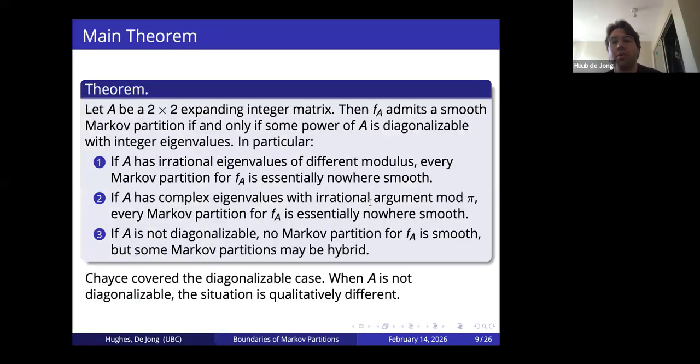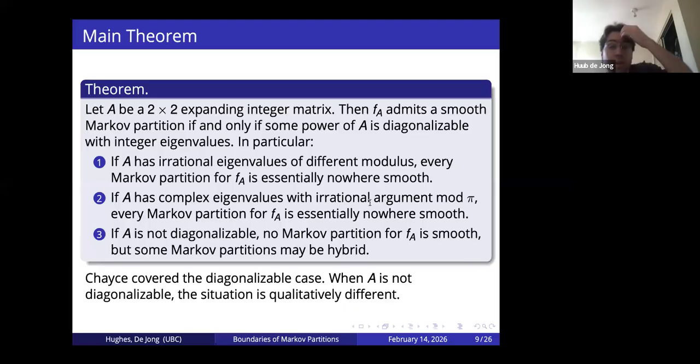Let me also restate the main theorem, which says that if I have a 2 by 2 expanding integer matrix A, then the corresponding toral endomorphism admits a smooth Markov partition if and only if some power of the matrix is diagonalizable with integer eigenvalues.